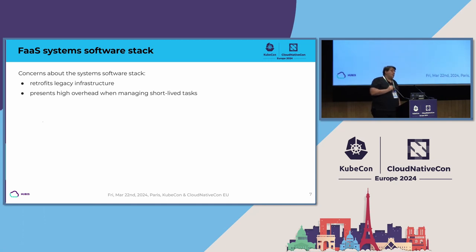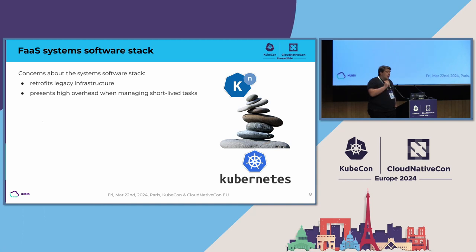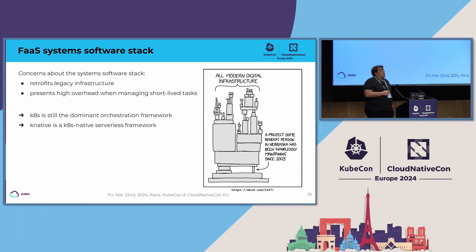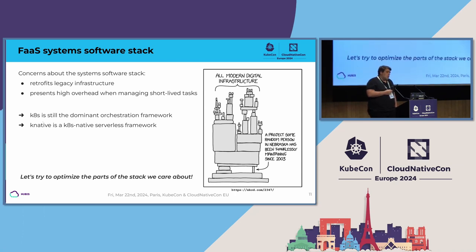So these guys have concerns about the system's software stack. They mentioned that it retrofits legacy infrastructure and presents high overhead when managing short-lived tasks. However, Kubernetes is still the dominant orchestration framework, and Knative is a Kubernetes native serverless framework. So our take was, it's not a random project. It's actually something deployed and used by many people. So we focus on trying to optimize the parts of the stack that we care about, and see what's going on there.